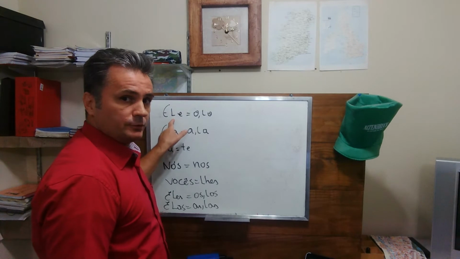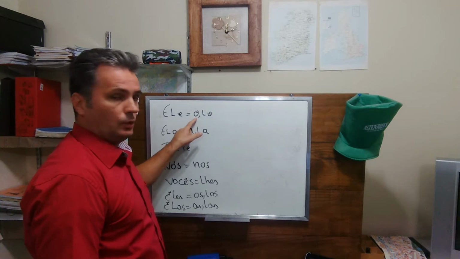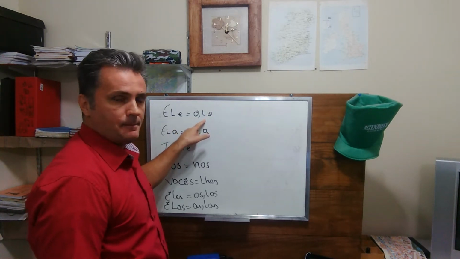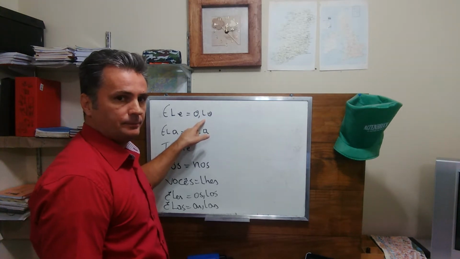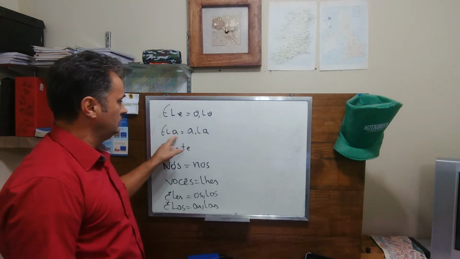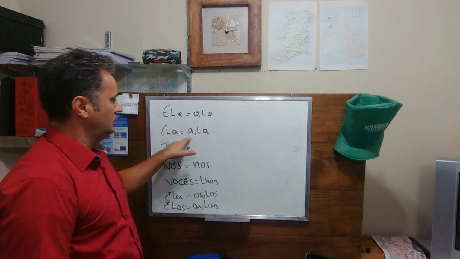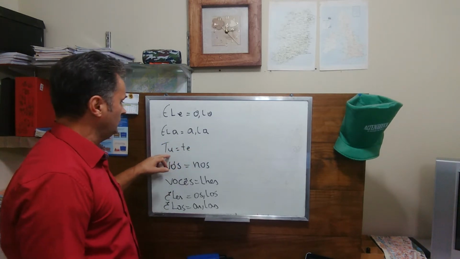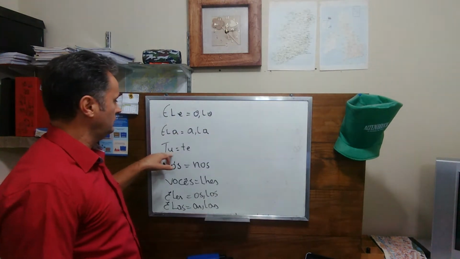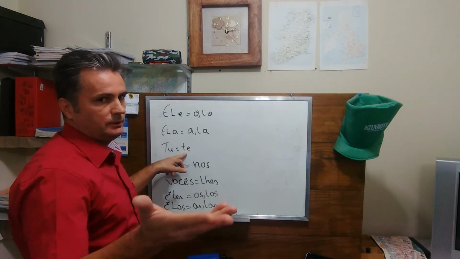So when you have the personal pronoun ele, he, you have o or lo, okay, meaning him. Ela, she: a, la. She, her, two forms. Tu, you, informal singular: te, which for English speakers is you.